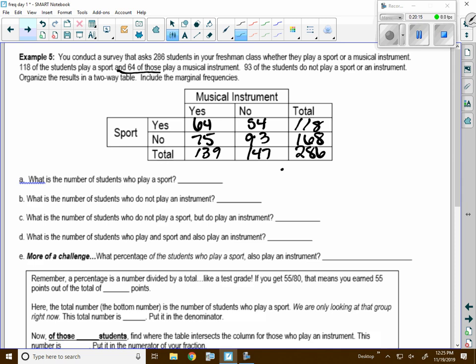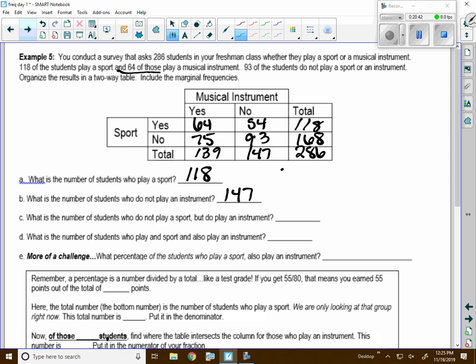Okay, what is the number of students who play a sport? 118. We know that it's the 118 because it's one thing. Okay, it's not play a sport and, it's just play a sport. So we go straight to that total. All right, what's the number of students who do not play an instrument? 147. Again, instrument? No, go to that total.